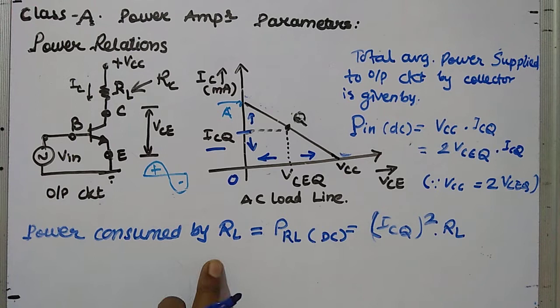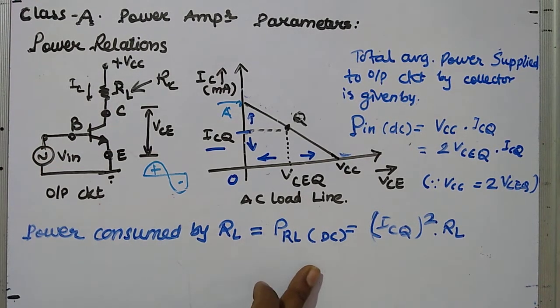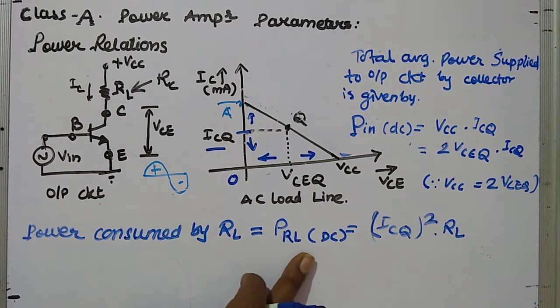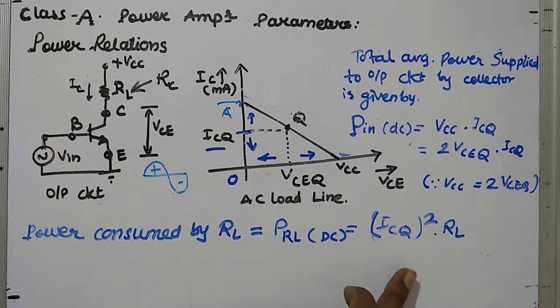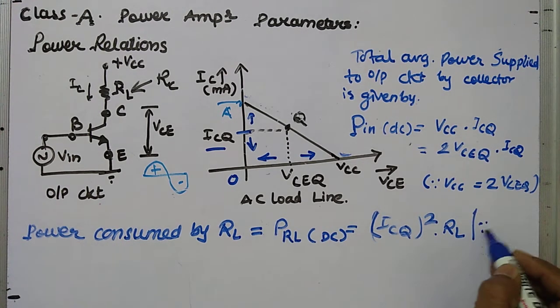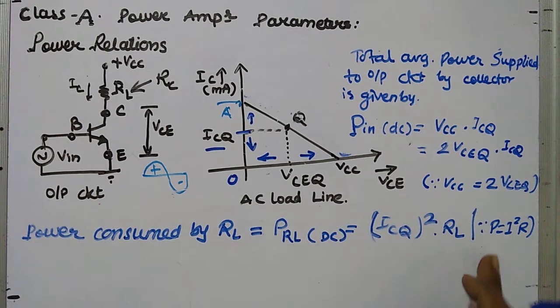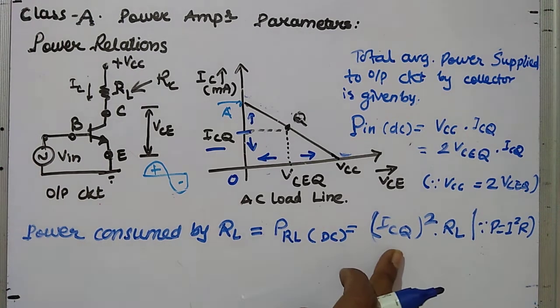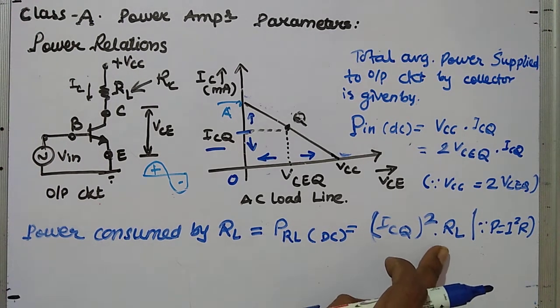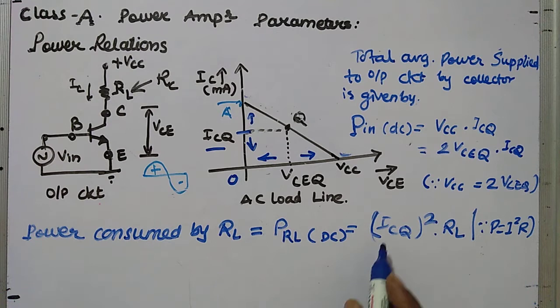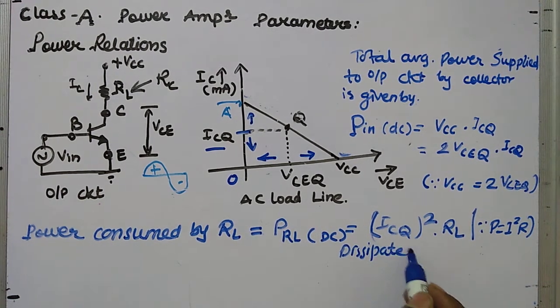Now the power consumed by this RL is given by P of RL, because we are using the DC supply. So we will write PRL DC, and it is equal to ICQ square into RL. Since P is equal to I square R, we have used this formula. So it is ICQ square into RL. This power is generally dissipated as heat, because it is a resistor.